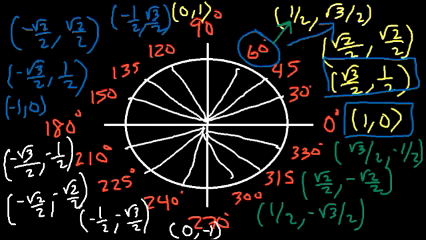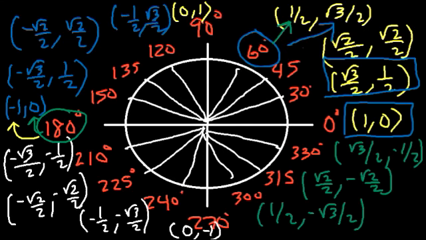So here's another example. Let's say we want to evaluate sine 180. Sine is going to be the y value. Sine 180 is 0. Cosine 180 is the x value. It's negative 1. Tangent 180 is y over x. It's 0 over negative 1, which is 0.